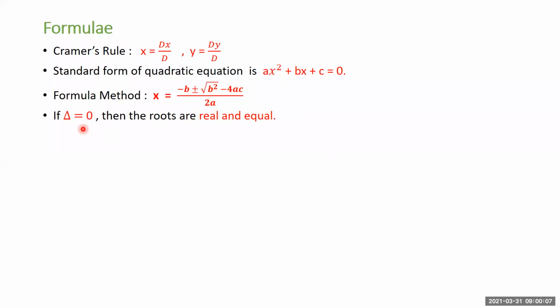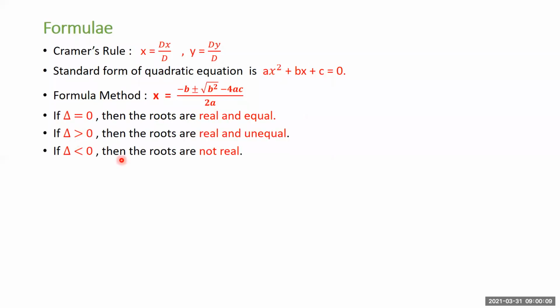And then next, this is the nature of the roots. When the delta value, the discriminant, is equal to 0, then the roots are real and equal. If delta is greater than 0, then the roots are real and unequal. If delta is less than 0, the roots are not real. So everyone knows all these things.